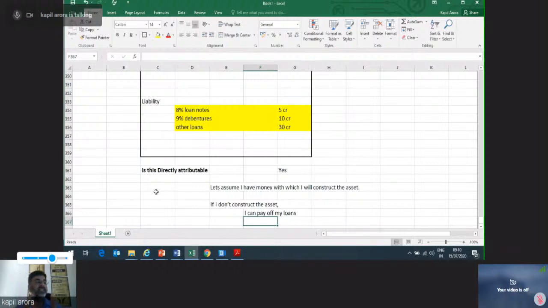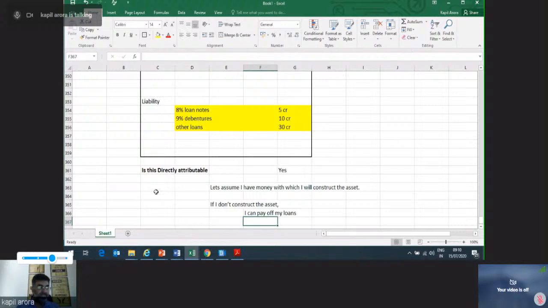So I found the relation between the generic borrowing as well as the qualifying asset, which is directly attributable in nature. So in this case, the cost which is related to the directly attributable expenses will also get added.